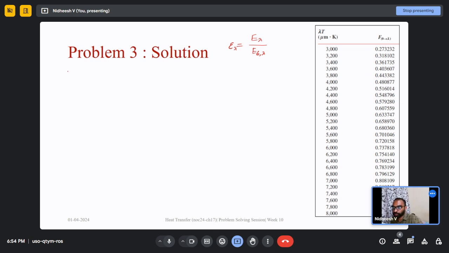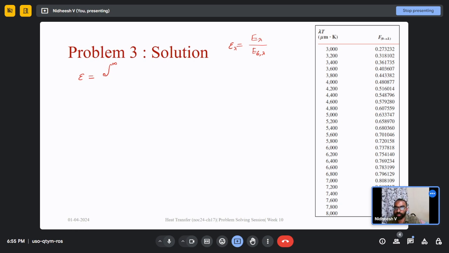Now, we need to find out the total emissivity. That is epsilon over all the wavelengths. We can write it as a ratio of emissivity at different wavelengths. So we have different wavelengths, and we will just integrate from 0 to infinity. This is integration over the wavelength.